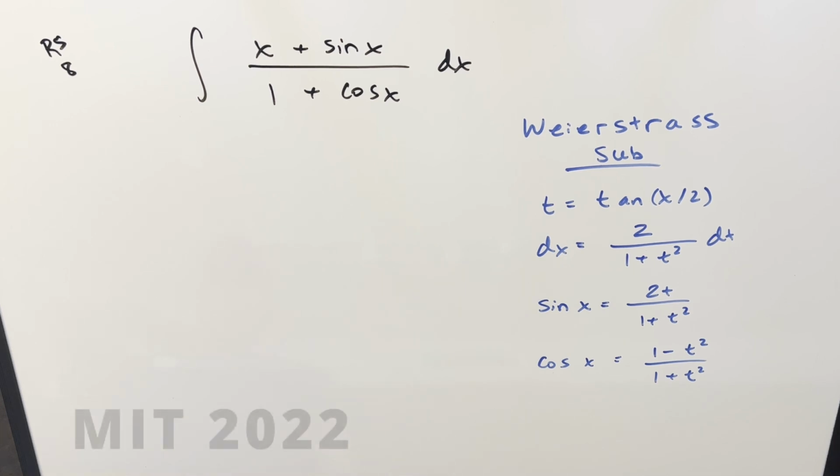Okay, we have here a nice integral from the MIT Integration Bee 2022 regular season number 8. We have the integral of (x plus sine x) over (1 plus cosine x) dx. And what I want to do in this one is use the Weierstrass substitution.